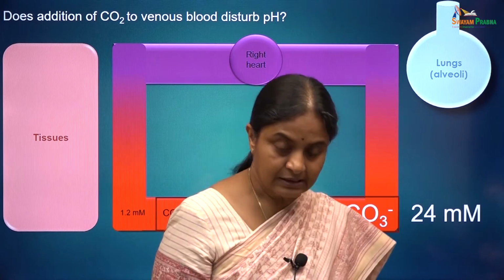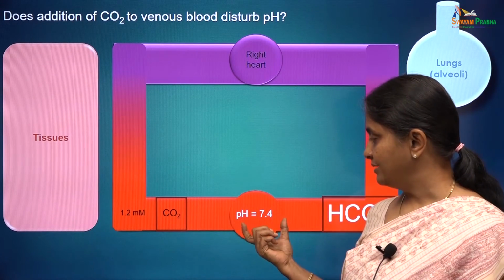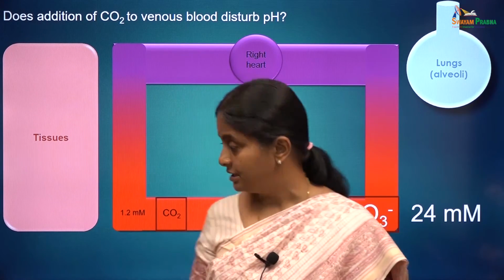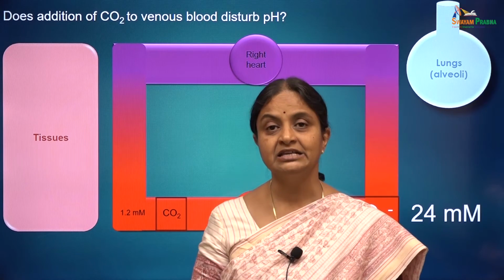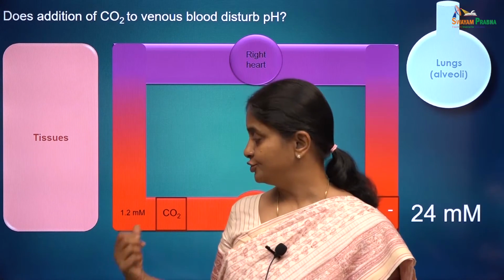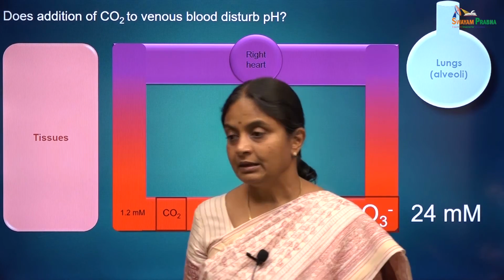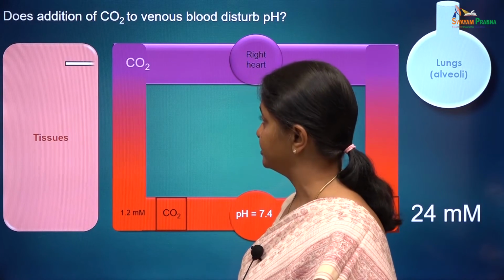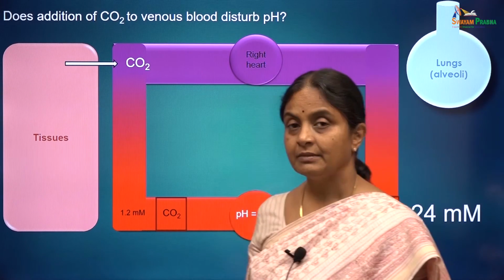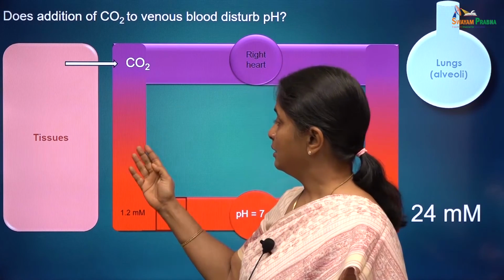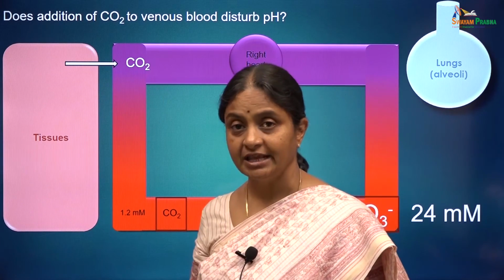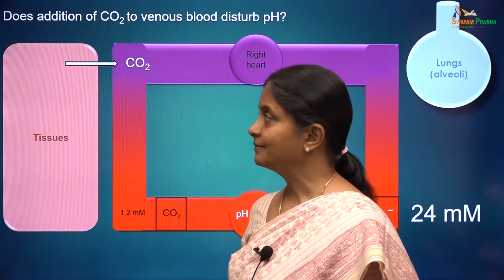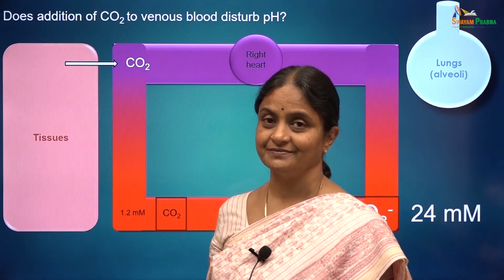Well, pH of arterial blood is 7.4, and that comes about because the ratio of bicarbonate to carbon dioxide in arterial blood is 20. 24 by 1.2 is 20. Now, when blood courses through tissues, carbon dioxide is added to venous blood, and the next consideration will be, will the pH of venous blood change when new carbon dioxide is added to plasma? We will consider that in the next session. Thank you for watching.